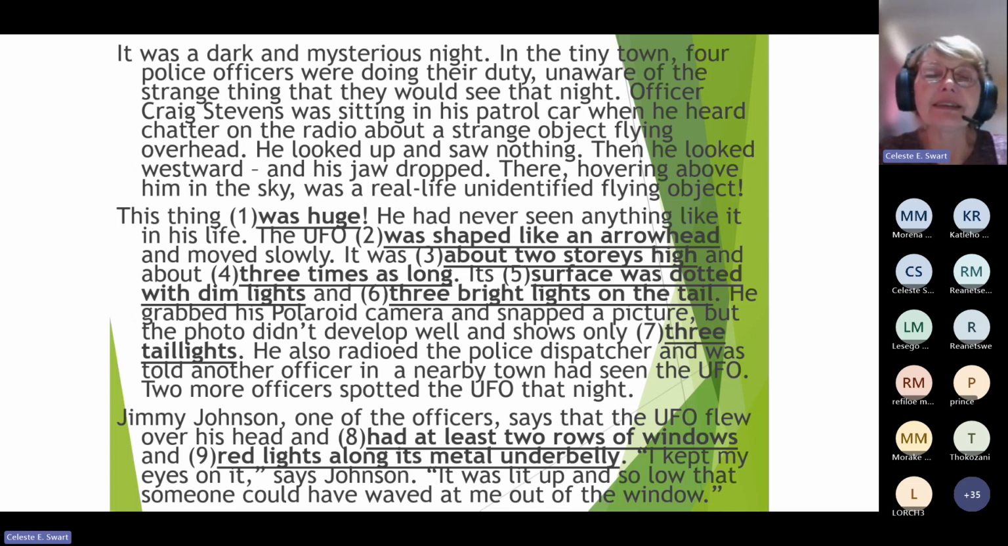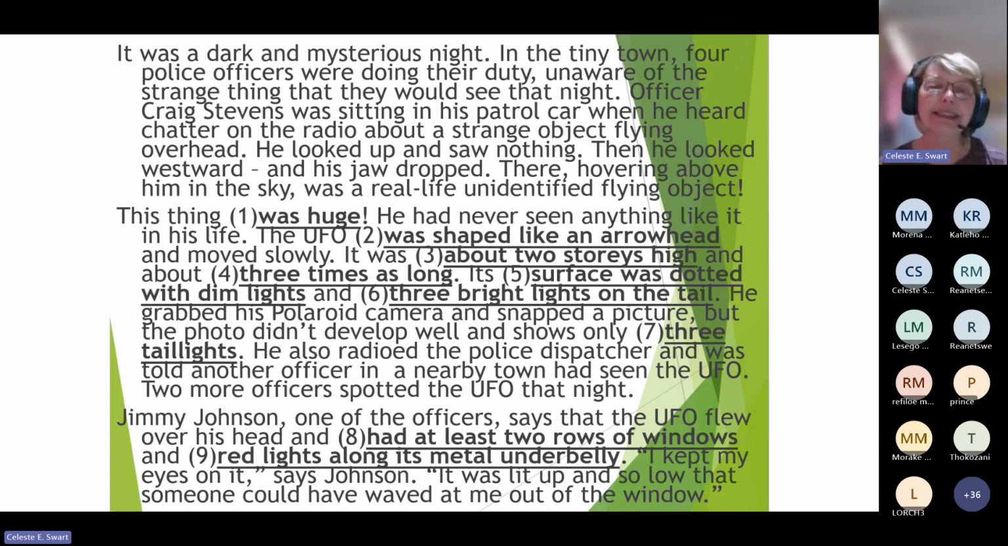And then we see that that point has been repeated. So you might have numbered it number 7, where they speak of the 3 taillights. But in fact, that's exactly the same fact that you've given there. So it means that you're repeating the fact. And that's why it's so important to look for more facts. Because if you stop there, then you have only supplied us with 6 facts. And then in the last paragraph, it says that when this thing flew over Jimmy Johnson's head, he noticed that it had at least 2 rows of windows.